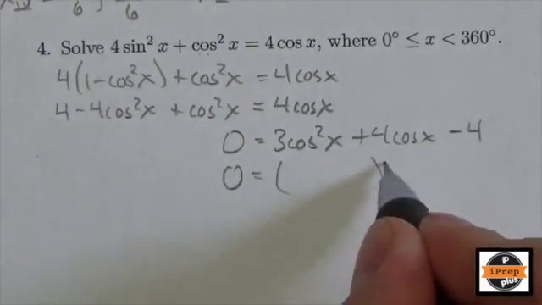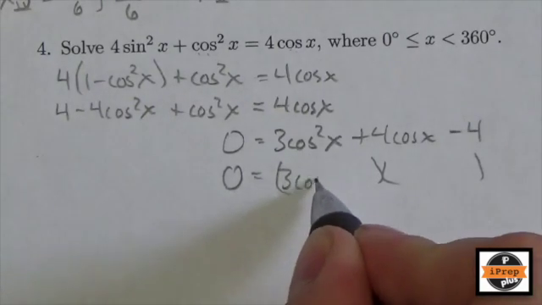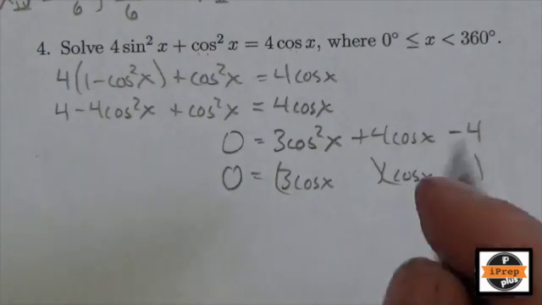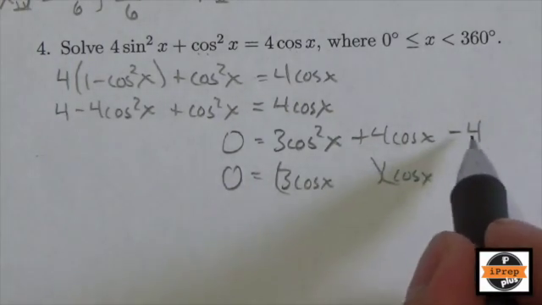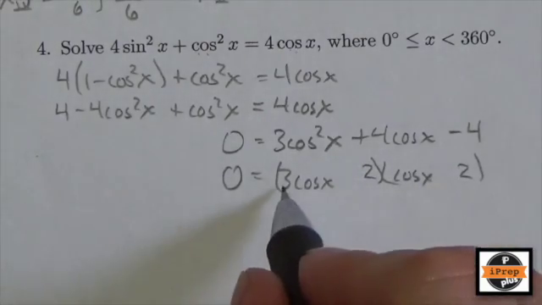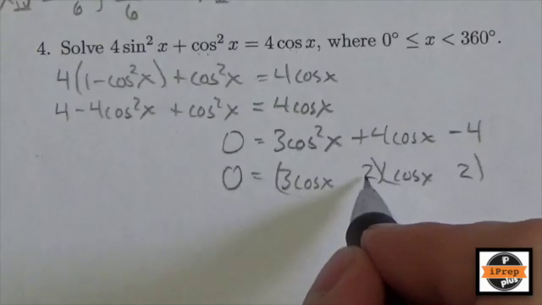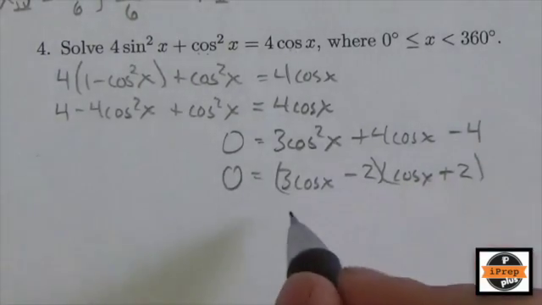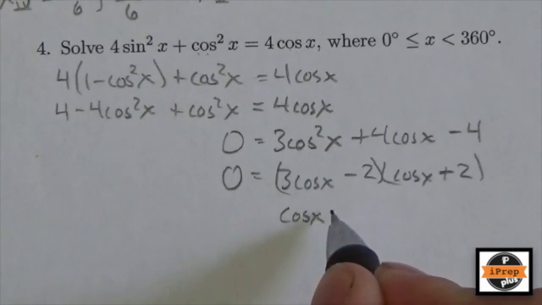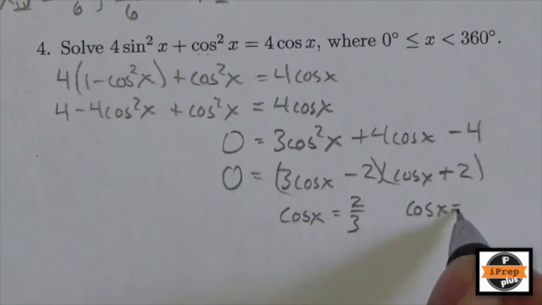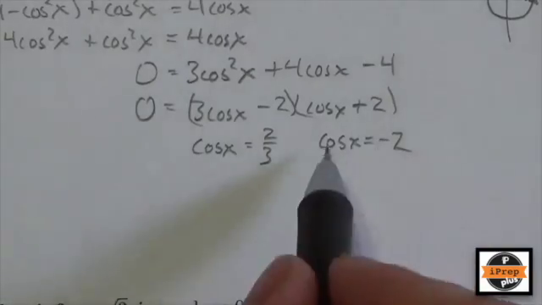And now we'll factor that. It'll become 3 cosine of x, cosine of x. And now what do we got here? We need this to be 4. So I'm guessing the factors are going to be 2 and 2. Let's just double check that that actually works. So this will become 6, 4, and that works as long as this is positive and this is negative. Which means that the values of cosine can either be positive 2/3 or negative 2.